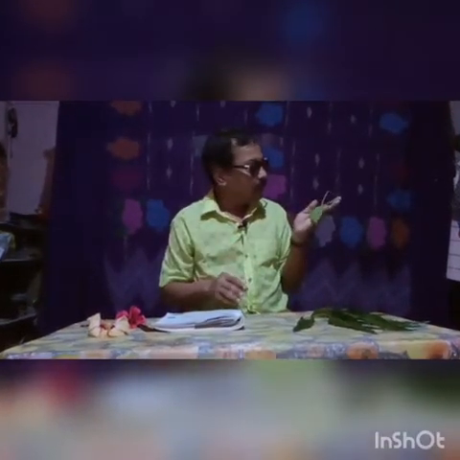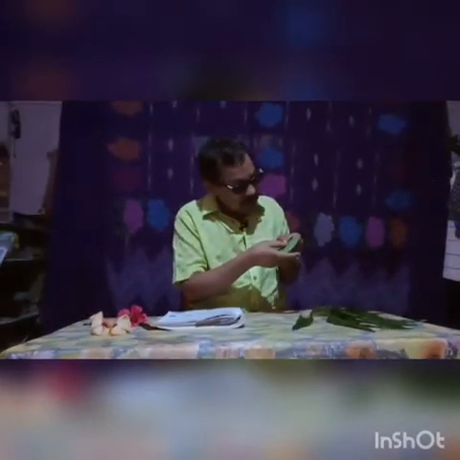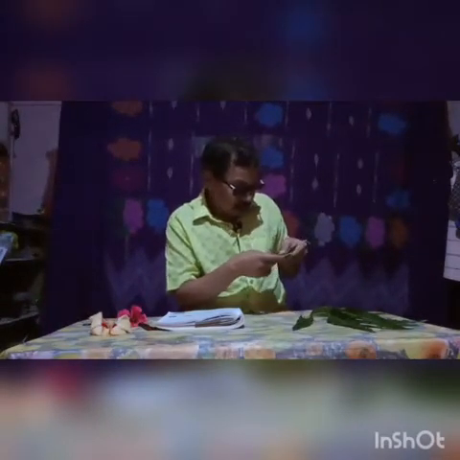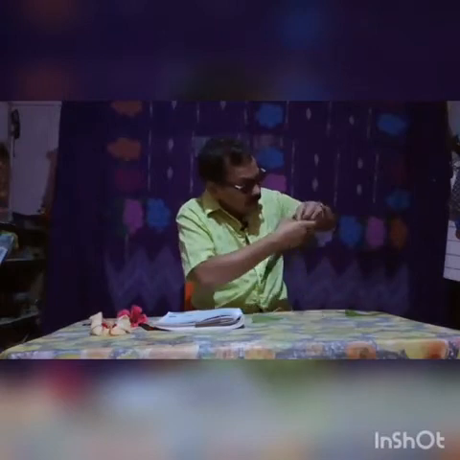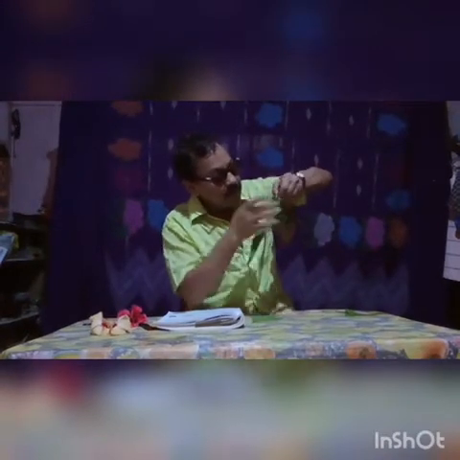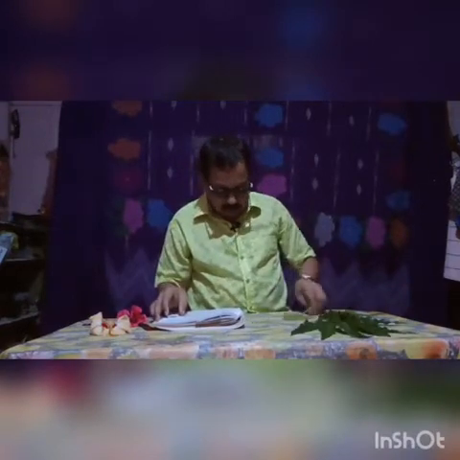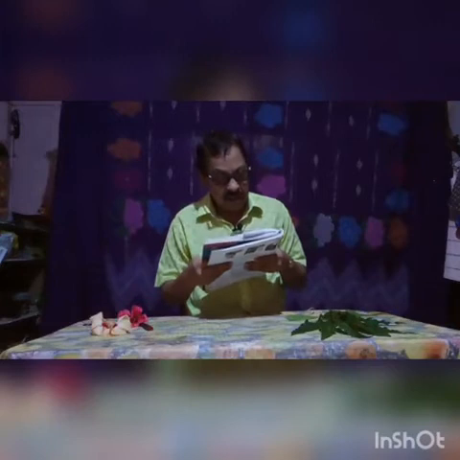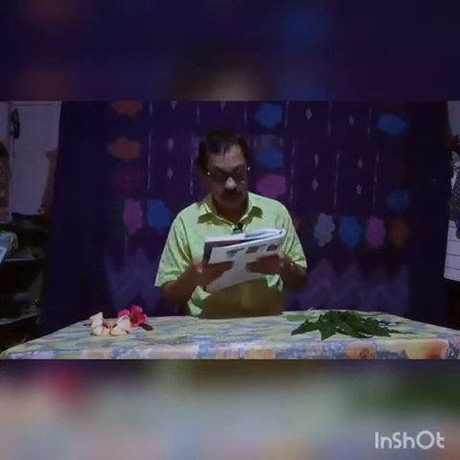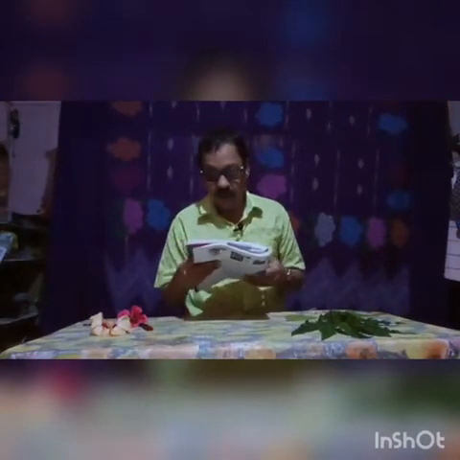Now see that in that leaf, the design is like what? It is a net-like design. But in this, see that veins are in parallel. From the midrib, veins are going parallel to each other. So when veins are like a net, this is called reticulate venation, and when veins are parallel to each other, these are called parallel venation.